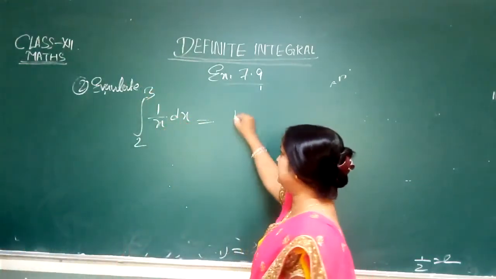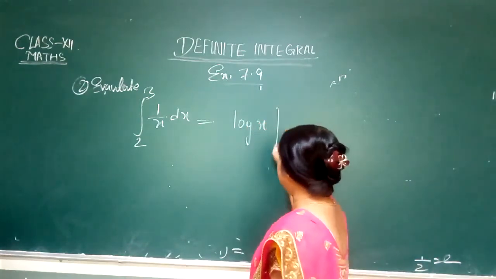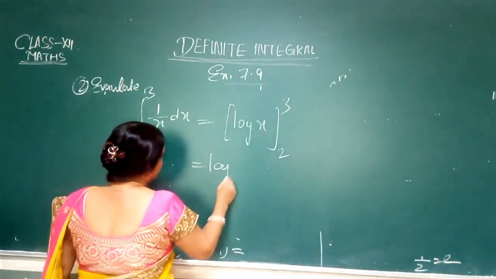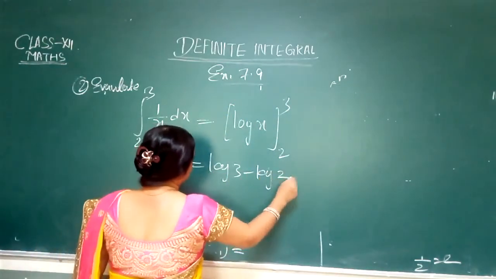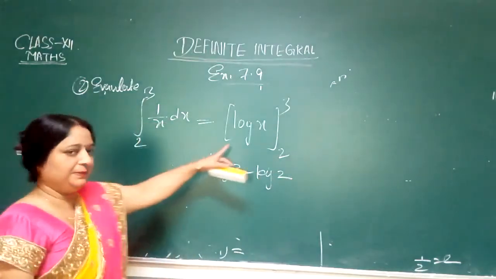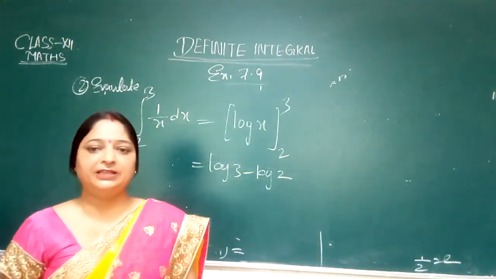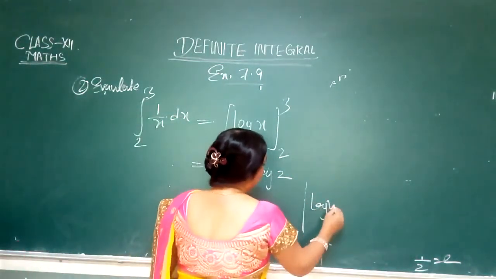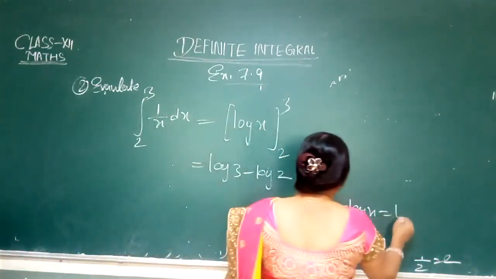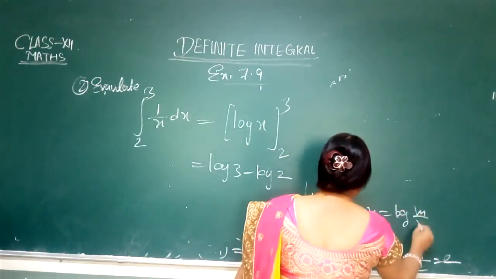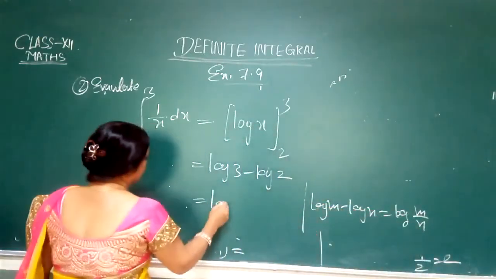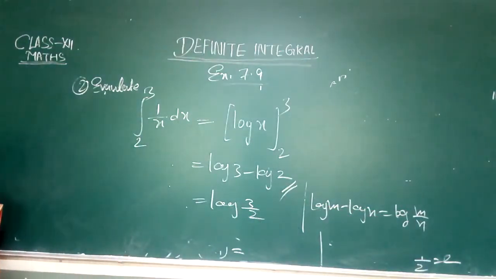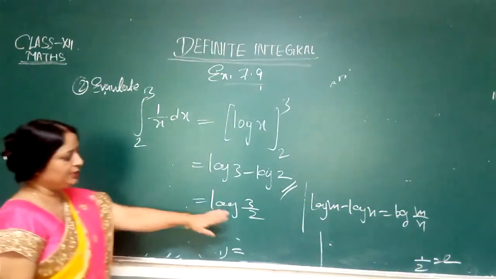The integration of 1 by x is log x and the limit is 2 to 3. So what will come here? Log 3 minus log 2, the upper limit minus lower limit. After that you can apply the formula: log m minus log n is log m upon n. So you can write here log 3 upon 2, or up to this it is correct. If you want, you can write the next step, or you can stop up to this.